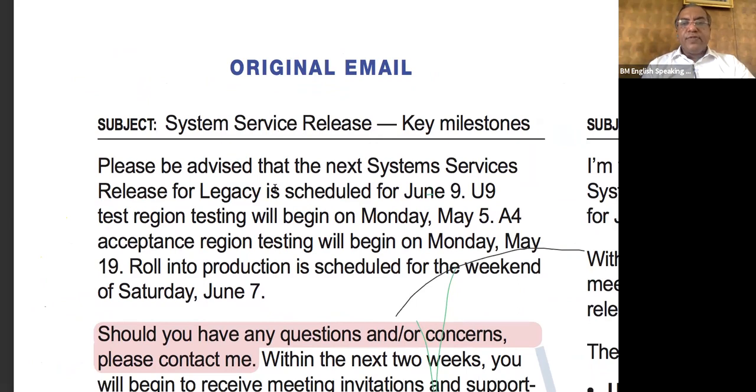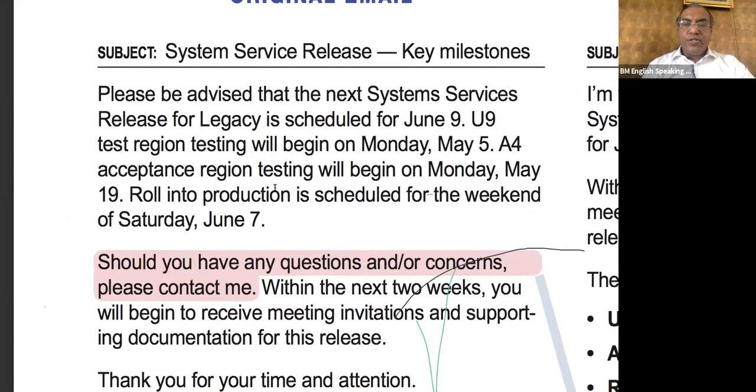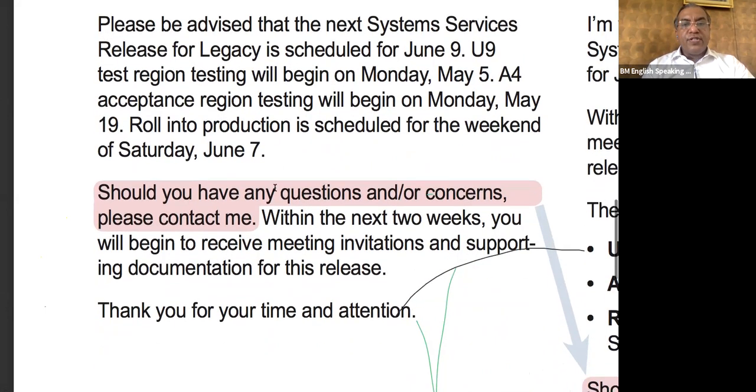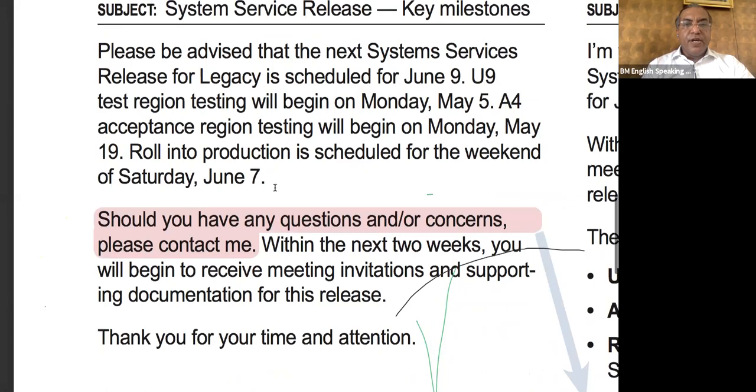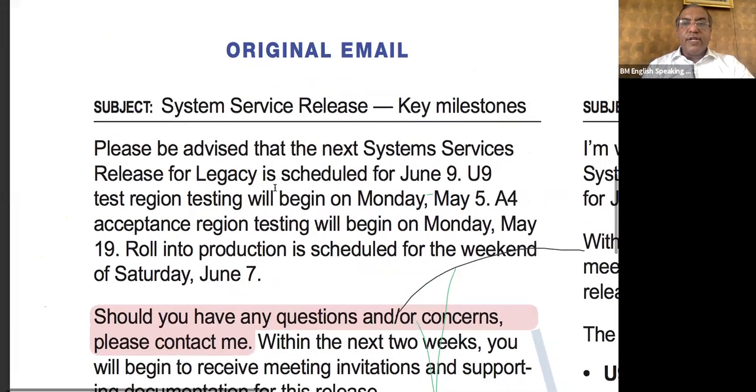Subject: System service release key milestones. Please be advised that the next system service release for legacy is scheduled for June 9. U9 test region testing will begin on Monday, May 5. A4 acceptance region testing will begin on Monday, May 19. Rollout into production is scheduled for the weekend of Saturday, June 7. Should you have any questions and or concerns, please contact me. Within the next 2 weeks, you will begin to receive meeting invitations and supporting documentation for this release. Thank you for your time and attention. Now, this is an original email. Let's look at the revised email.